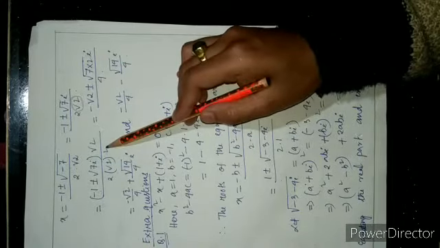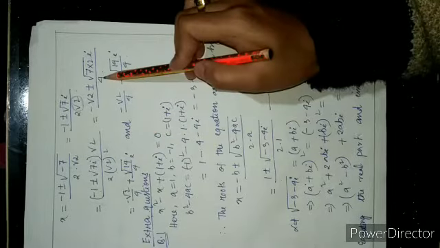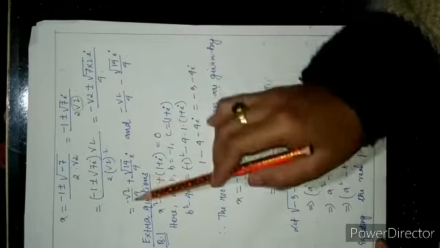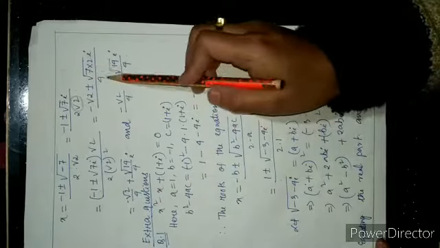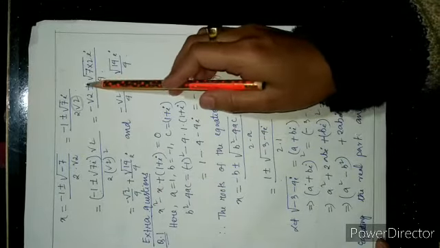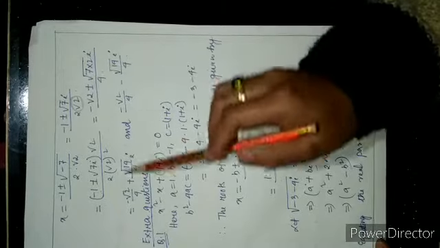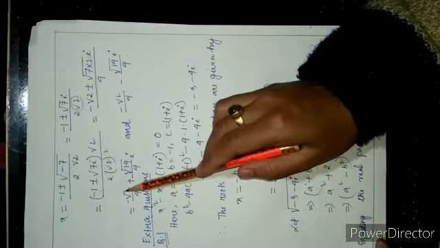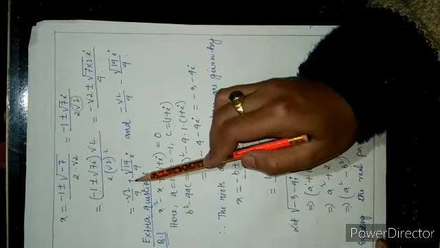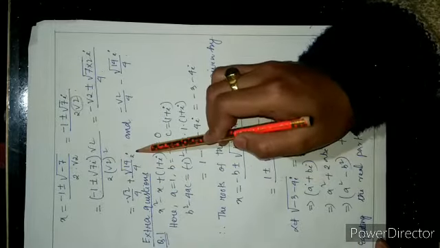And root 2 whole square is equal to plus 2. 2 into 2 is equal to 4. Then first term and second term divided by 4. Then write the plus part and minus part of this expression: plus root 2 divided by 4 plus root 14 divided by 4i.